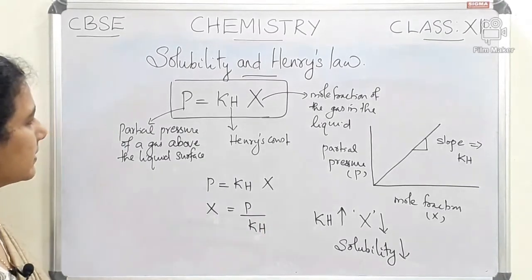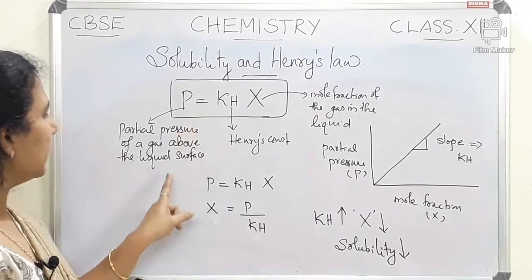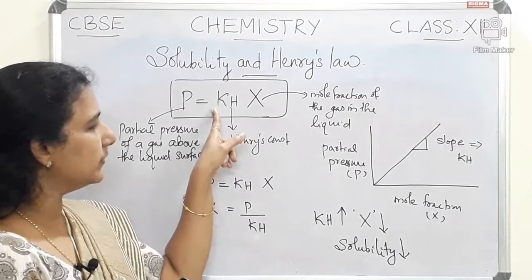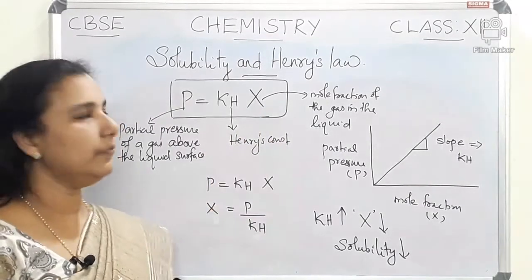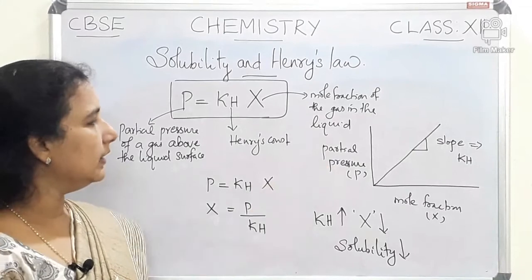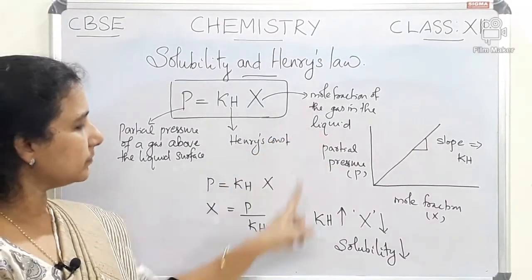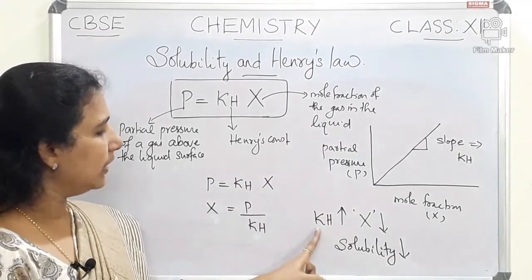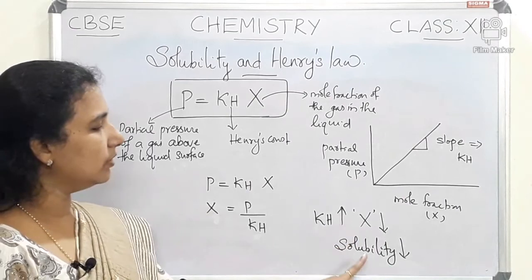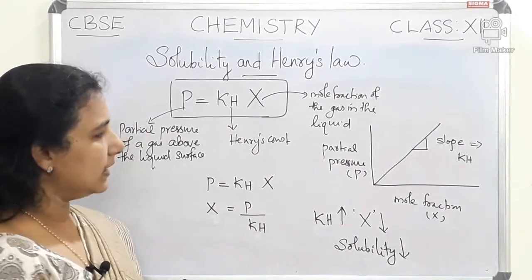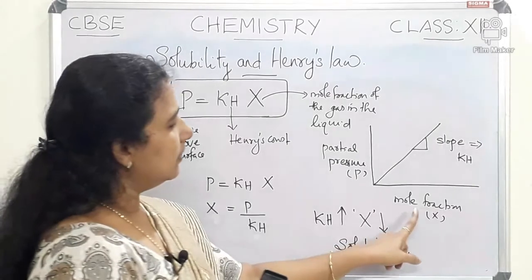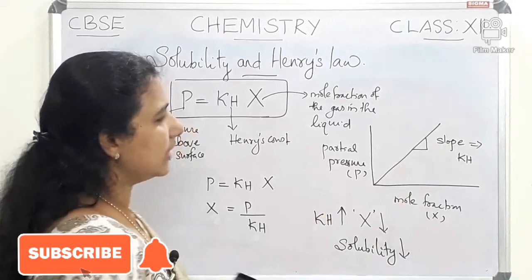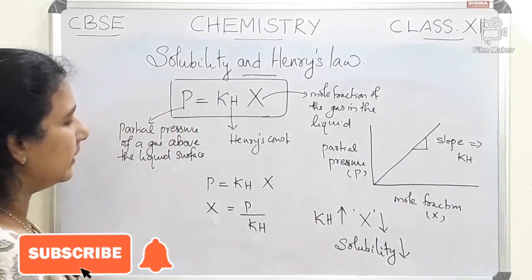So Henry's law is: the partial pressure of a gas above the liquid surface is directly proportional to the mole fraction of that gas in the liquid. So mole fraction is actually, we can say, solubility. Solubility is measured in terms of mole fraction. So if Kh is more, we can say that the solubility will be less. And the graph is like this, mole fraction and partial pressure. If you are drawing a graph between these two, we will get a straight line. So this is about Henry's law and solubility.